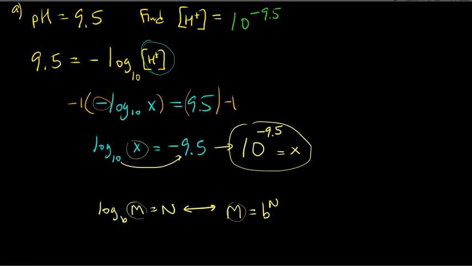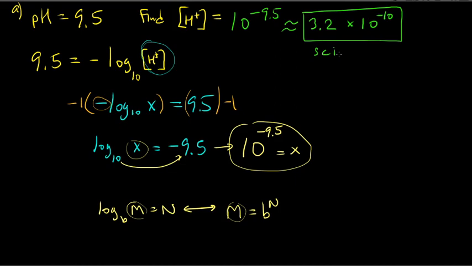Although if you plug that in your calculator, I think they want the actual approximation here. So this is approximately 3.2 times 10 to the negative 10. So that's the answer they're looking for. Remember, this is in scientific notation, whereas this is not.